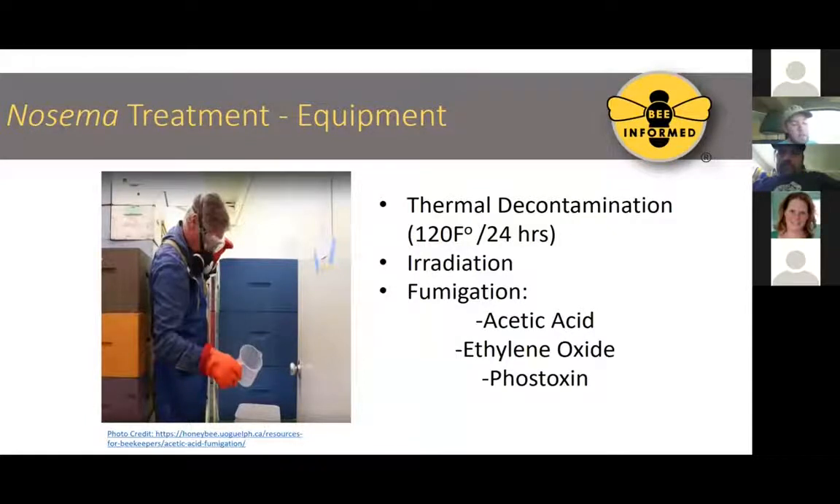So here you can use thermal decontamination, which you want to get your equipment up to 120 degrees and hold it at that temperature for 24 hours. This will kill the Nozema spores. And then irradiation, it has been known to kill AFB spores, which in turn will most likely kill the Nozema spores. And then fumigation with acetic acid, ethylene oxide, and phostoxin.